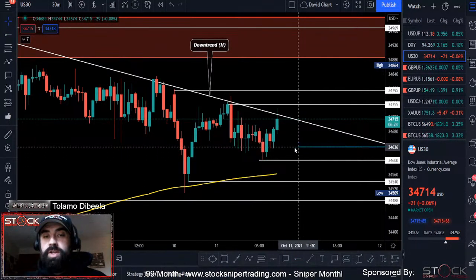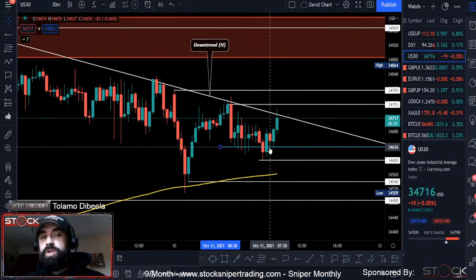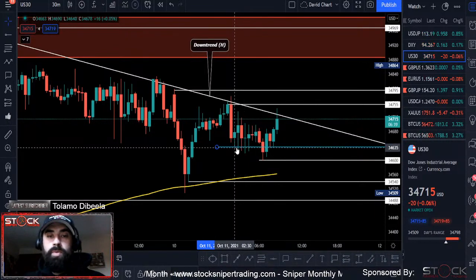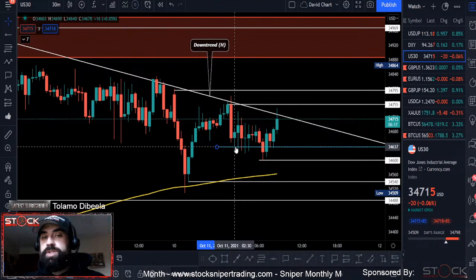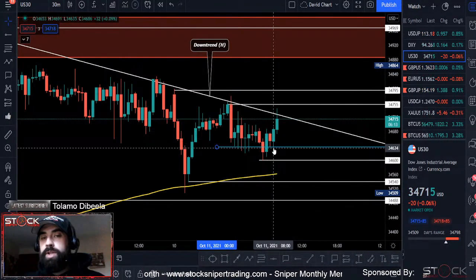All right, you can see now that if I put a support right here in previous structure, you can see price tried to break below in here for 1 hour, about almost 2 hours. Held good support, finally broke, and then pushed back up, and then held good support again.